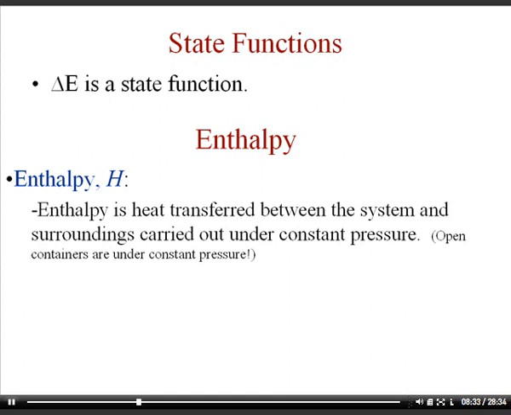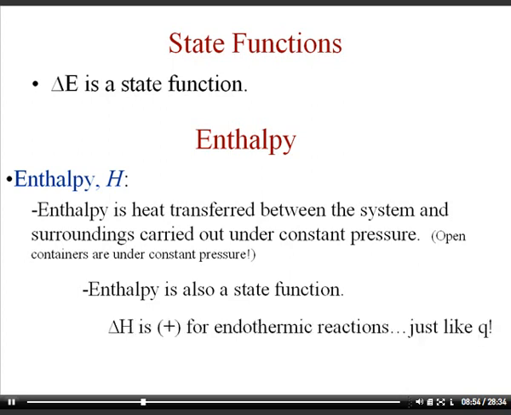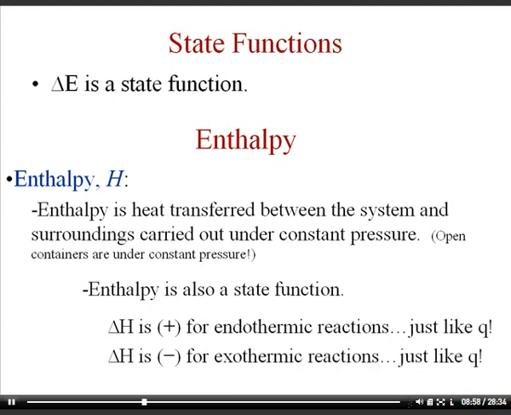Now, the only reason I stress this constant pressure idea is because if it's not under constant pressure, you can call it Q. But if it's under constant pressure, like in an open container when you run a reaction, you can call it delta H as opposed to Q. So enthalpy is also a state function again, which means that it only depends on the initial and final conditions, and the signs are just like Q as I mentioned earlier. Delta H is positive for endothermic and it's negative for exothermic.